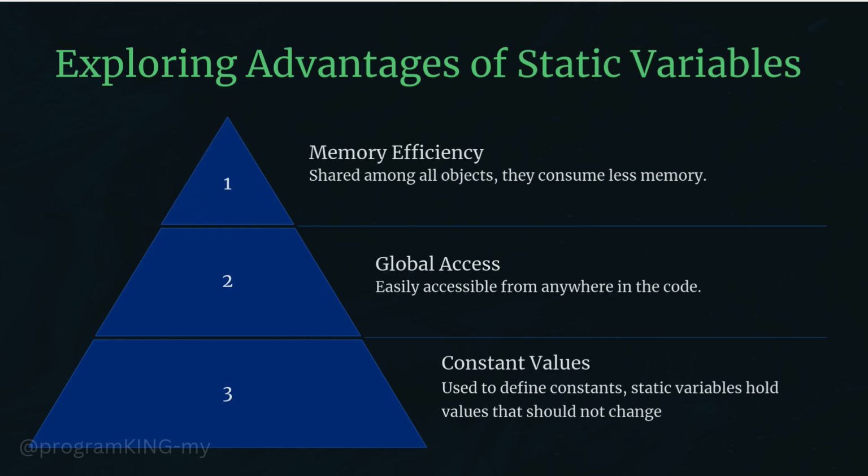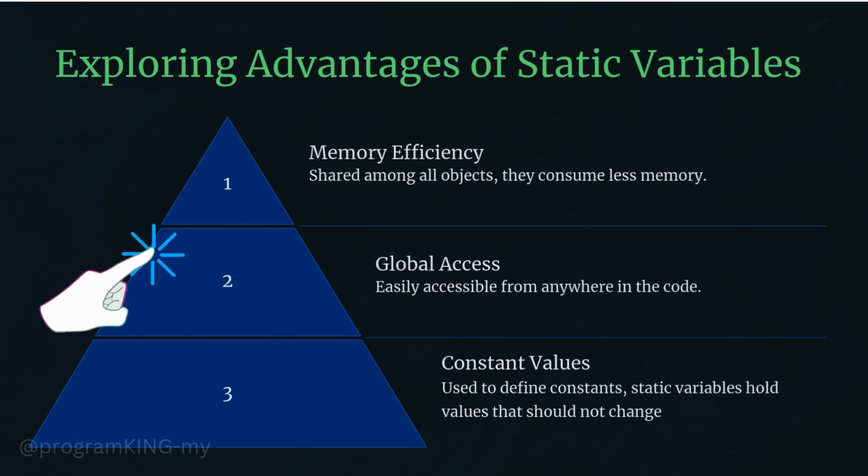Phase 2. Global access. Next, we have global access. Static variables can be accessed from anywhere in the code, whether you're inside a method, a constructor, or even without creating an object. This makes it easy to maintain and share values across different parts of your program.